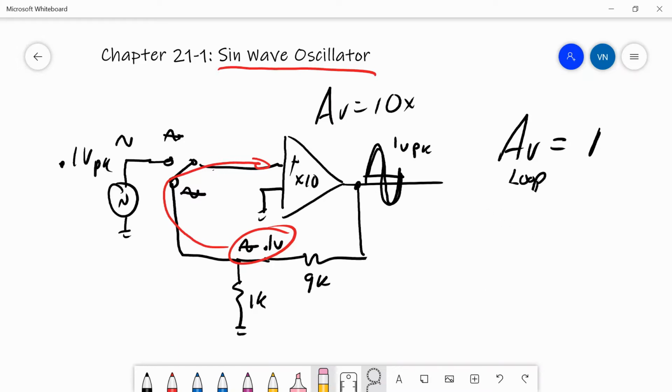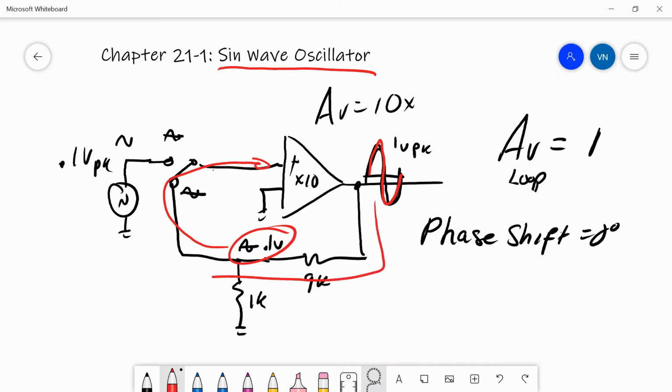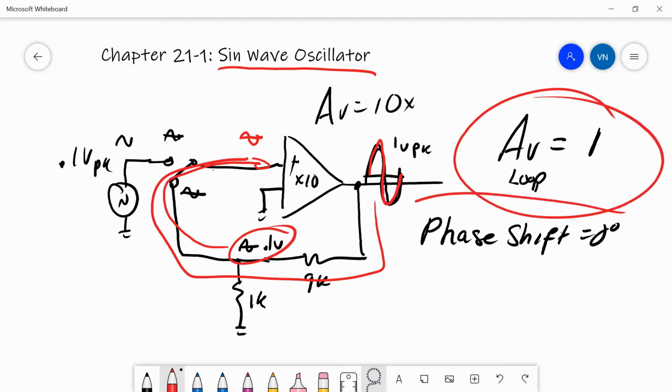So now the other condition that needs to be met is that the phase shift around the loop must be equal to 0 degrees. So that what is coming out here has to get fed back into the circuit with the correct phase in order to create what is coming out. So you need 2 things. You need a loop gain of 1 and you need a phase shift of 0. And if you can satisfy these 2 conditions, you will get a continuously running sine wave oscillator.